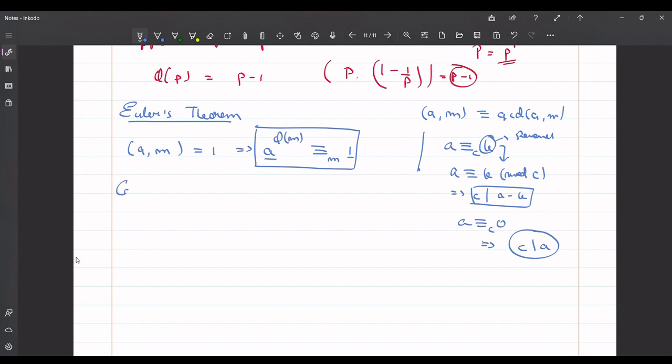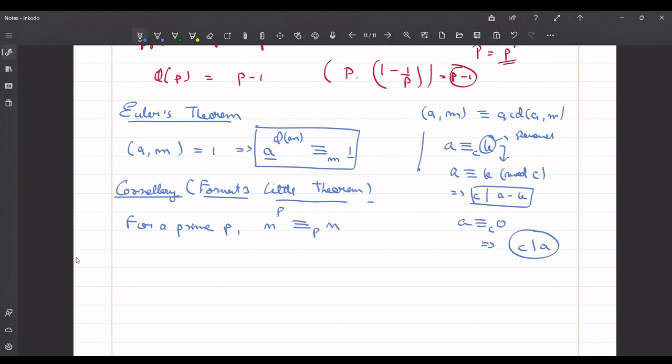And from here, we can get the corollary, which is Fermat's little theorem, which says that for a prime p, n to the power p is congruent to n mod p. Okay, n to the power p is congruent to n mod p. Clear? This can be written directly.